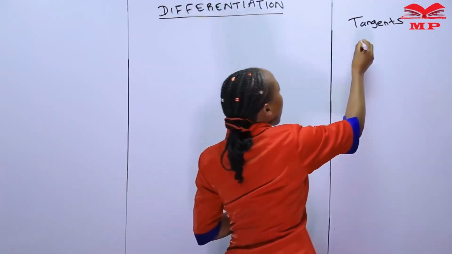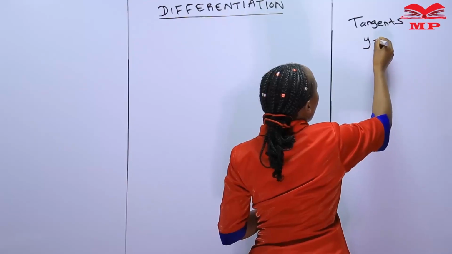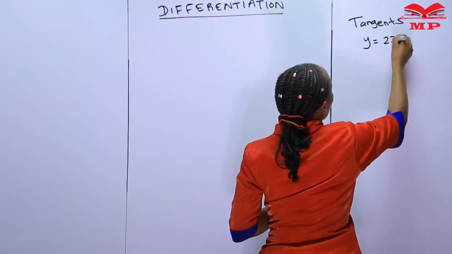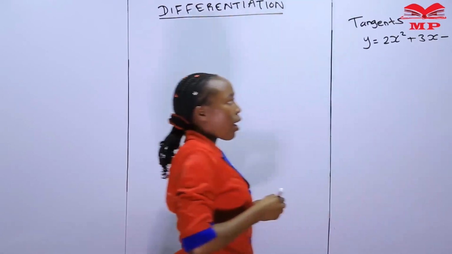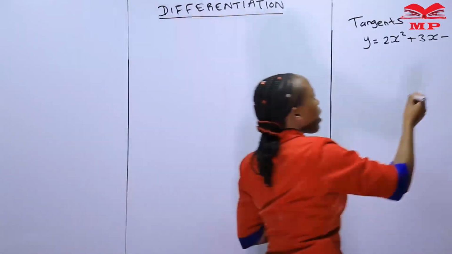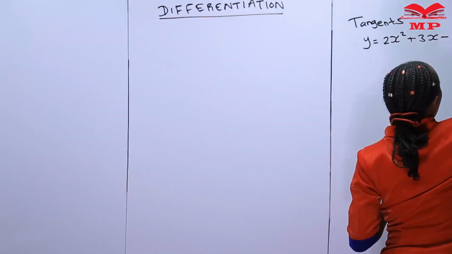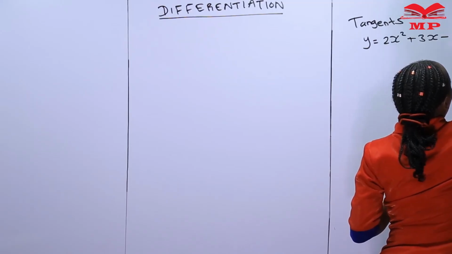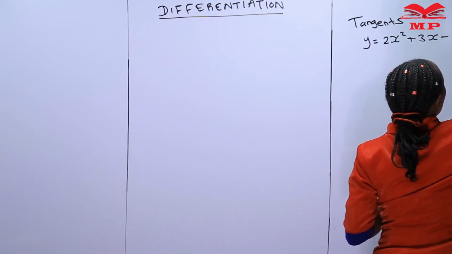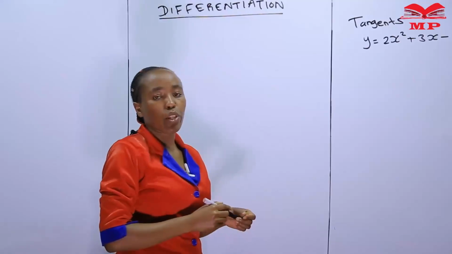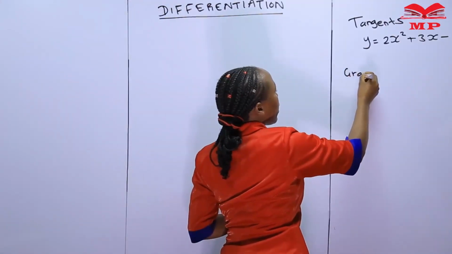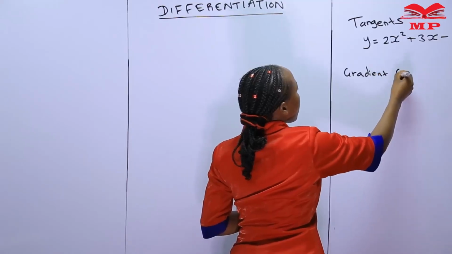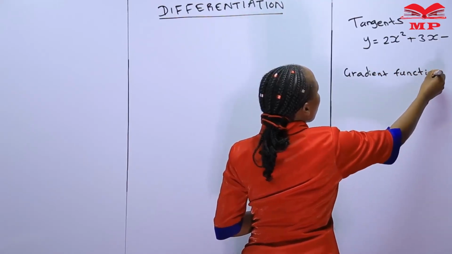When you are given the equation of a curve, for example, y is equal to 2x squared maybe plus 3x minus 1, and you have been given a certain point, let's say the point (1, -2), and you are told to find the equation of that tangent, we say the first thing is to get the gradient function. That's the first step. Find the gradient function.